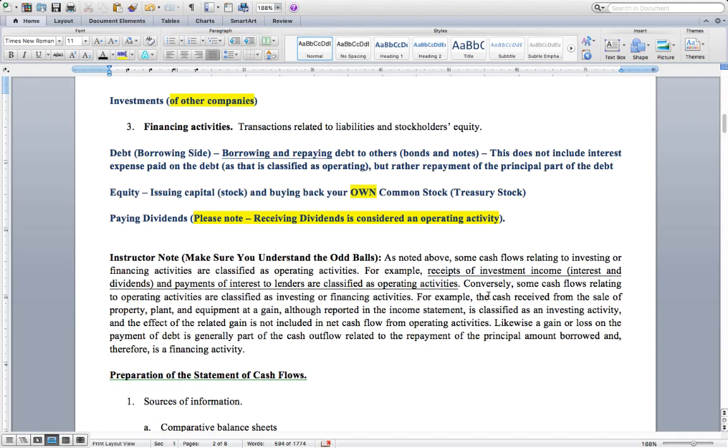For example, the cash received from the sale of plant, property, and equipment at a gain, although reported in the income statement, is classified as an investing activity. However, the effect of the gain is not included in the net cash flow from operating activities. Likewise, a gain or loss on the payment of debt is generally part of the cash outflow related to the repayment of the principal amount borrowed and therefore is a financing activity.